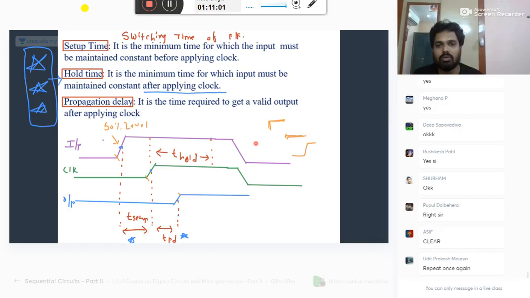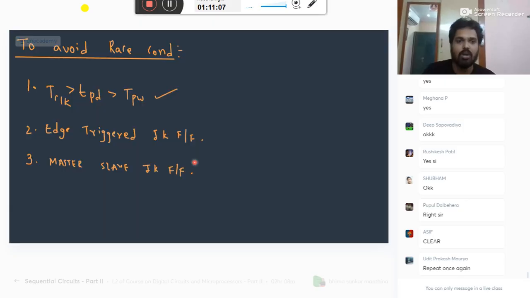So let's go. If you still have individual doubts, don't worry, at the end of the class we'll come back. So now the first point is cleared. Chaitanya, we have not discussed anything about these two. Now we are coming to the second point, edge triggering. What is edge triggering? Reducing the width of the pulse to make it almost equal to 0 is called an edge triggered JK flip-flop.